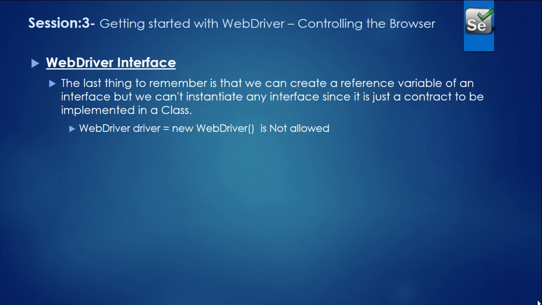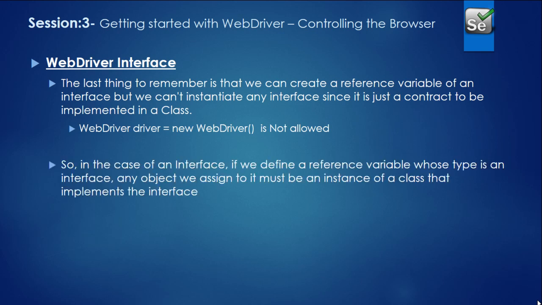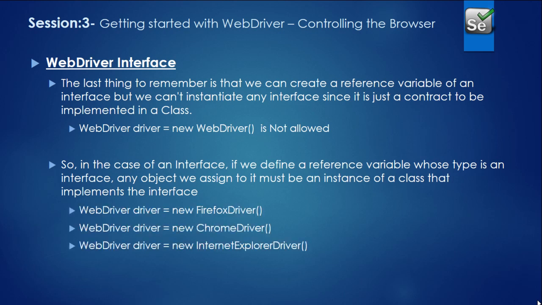In the case of an interface, if we define a reference variable whose type is an interface, any object we assign to it must be an instance of a class that implements that interface. So now with all of this in mind, if we look at the code again, we will understand what we had written. In our example, that class is Internet Explorer driver and the interface is WebDriver. So we can say WebDriver driver is equal to new Internet Explorer driver.